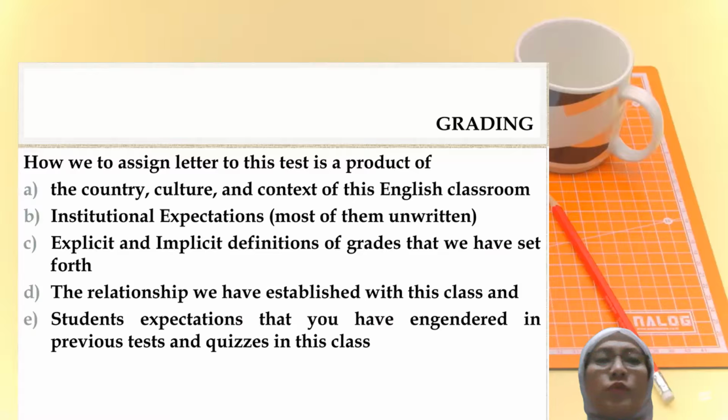The relationship we have established with this class itu agak mempengaruhi penilaian juga ternyata ya. Jadi memang bisa jadi penilaian itu bisa jadi objektif, subjektif. Tapi yang bagus memang objektif. And then student expectation that we have engendered in previous test and places in this class. Dan bagaimana harapannya siswa itu tidak bisa mempengaruhi grading-nya.